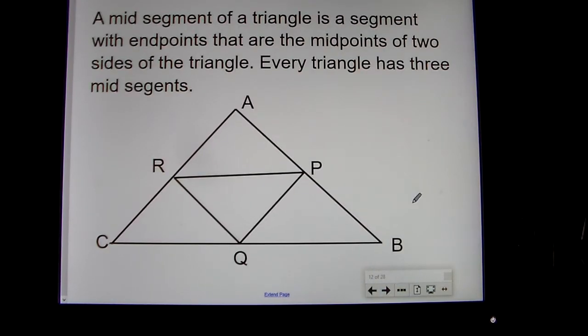Now, a mid-segment of a triangle is a segment with endpoints that are the midpoints of 2 sides of the triangle. Every triangle has 3 mid-segments. This means AR and RC have the same length because R is in the middle of AC. P is in the middle of AB, so AP has the same length as PB. Q is in the middle of BC, so that means QB and CQ are of the same length. So just keep that in mind. It splits them in half, okay?